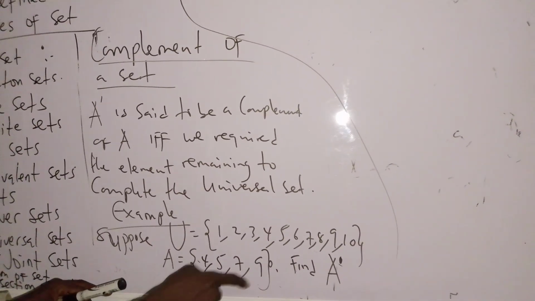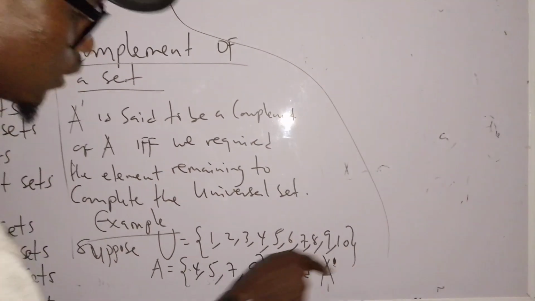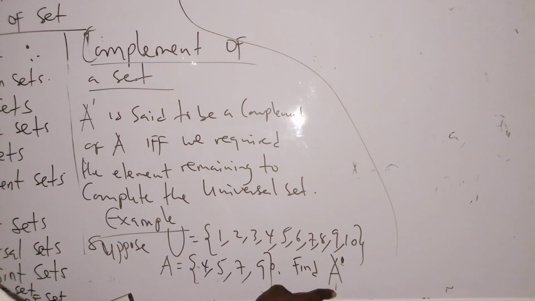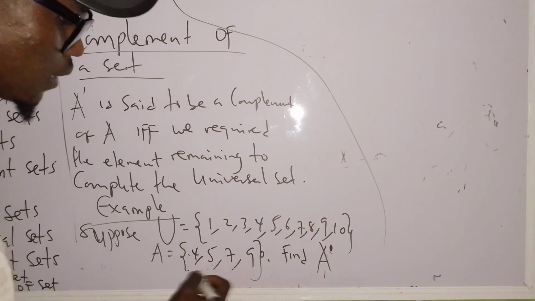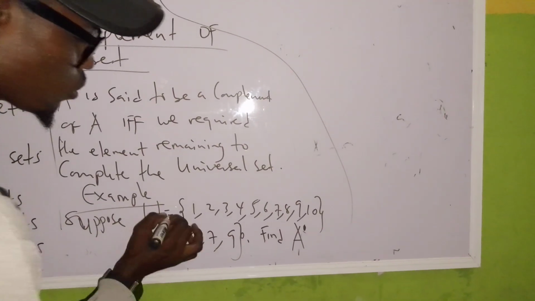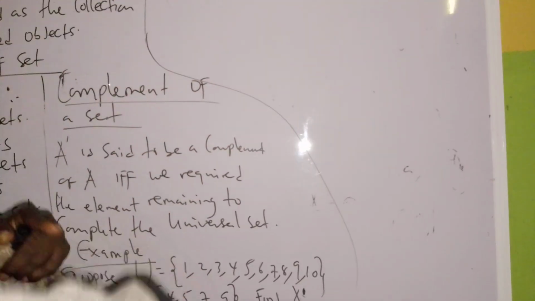You can see that this one is not up to this. So the element that is remaining to make up with this is what we call complement of A. Do you get it now? So let's look at the element that this one has that this does not have. The element remaining for this one to complete the universal set. The word complement is got from complete.